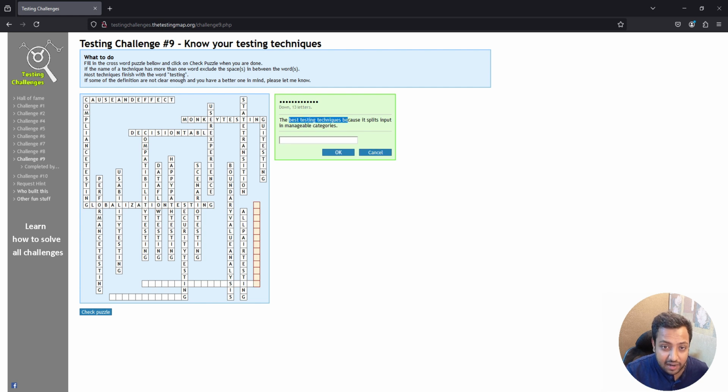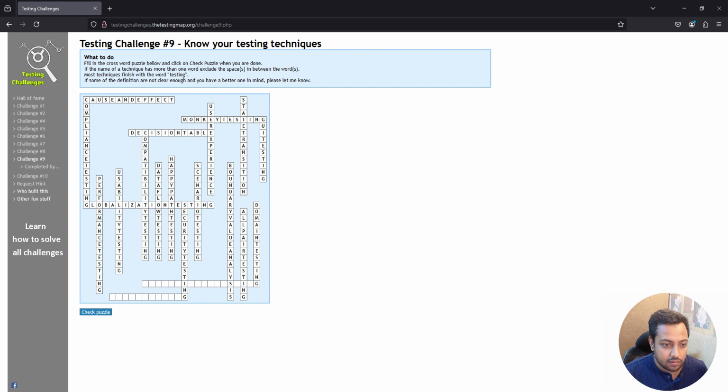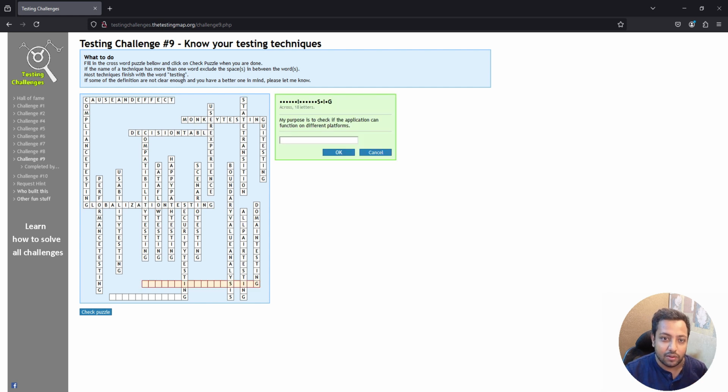The best testing technique because it splits input into manageable categories. So this is the same thing that we did in the first testing challenge. That was nothing but domain testing. Perfect. Now the next one. We are closer to finishing this.